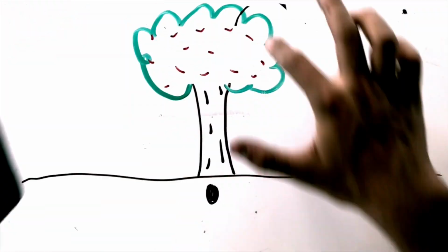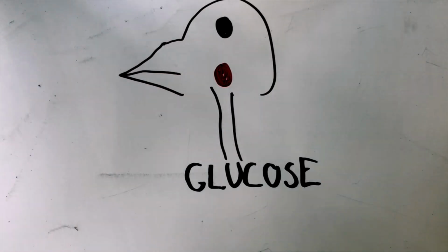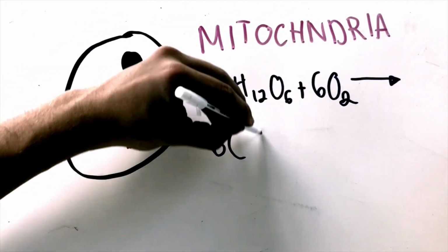The journey of our carbon does not end here, however. Whenever a bird eats and digests a seed, it gains glucose, which is used for the bird's cellular respiration in its mitochondria. This reaction once again releases carbon back into the atmosphere. The same applies for all primary consumers.